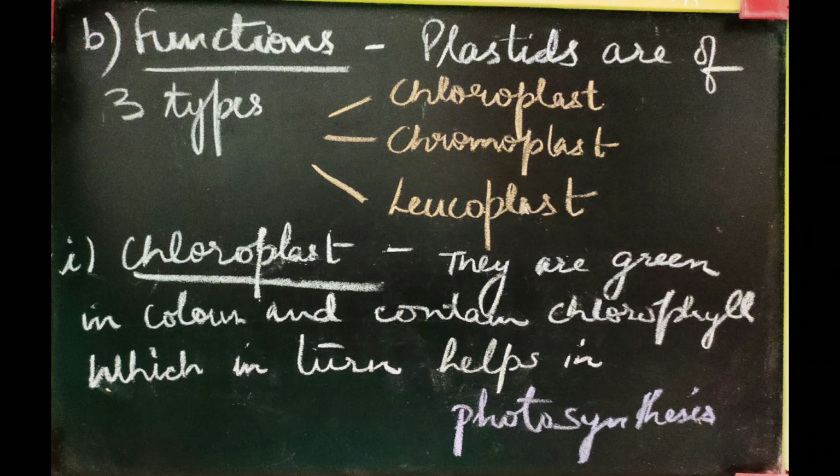Let us now discuss the functions of plastids. Plastids are of three types: chloroplast, chromoplast, and leucoplast. We'll discuss them briefly. First, let us discuss chloroplast. Chloroplasts are green in color as they contain chlorophyll, which in turn helps them in photosynthesis.